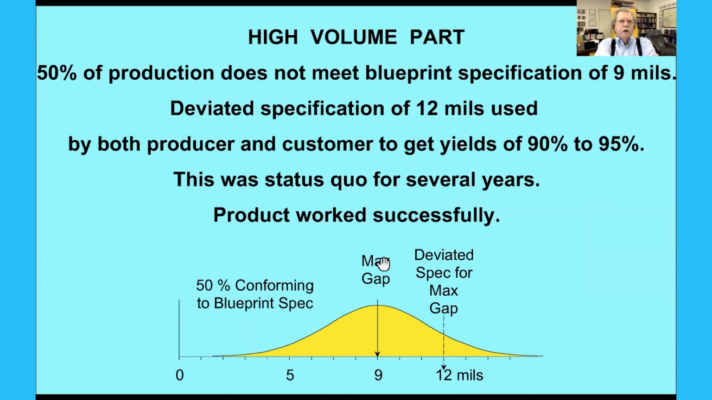This was a high volume part, and 50% of the production did not meet the blueprint specifications of 9 mils on the gap. Well, in order to get stuff they could use, there was a deviated spec of 12 mils. Both the producer and the customer got yields of 90 to 95% with the 12 mil deviated spec. And this was the status quo for years.